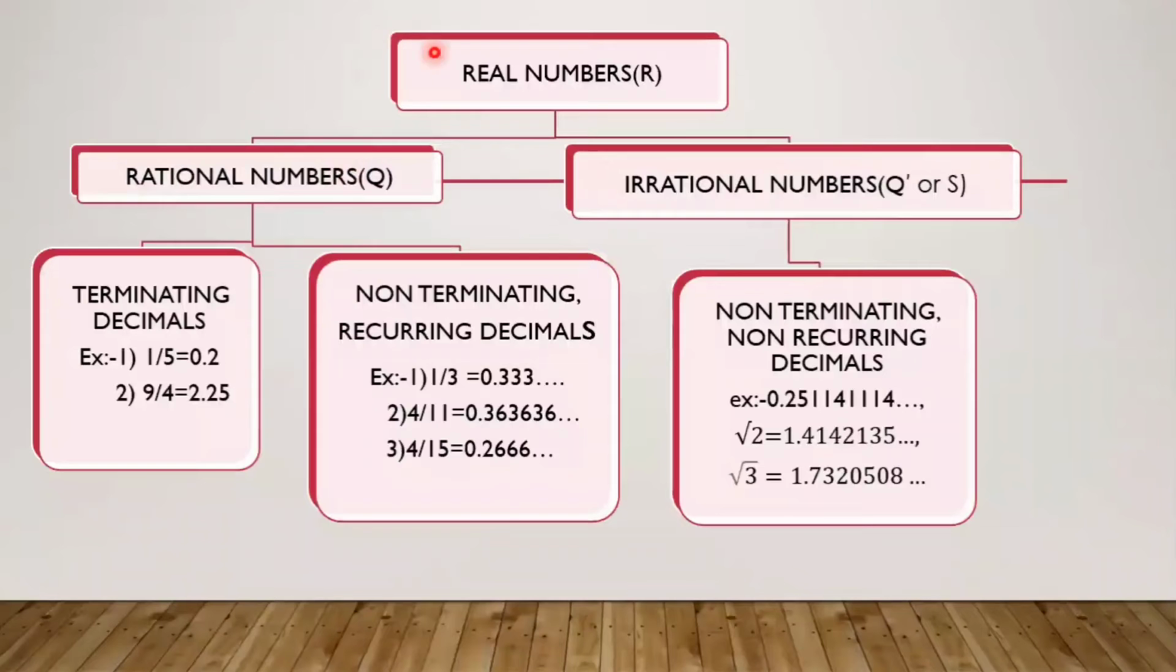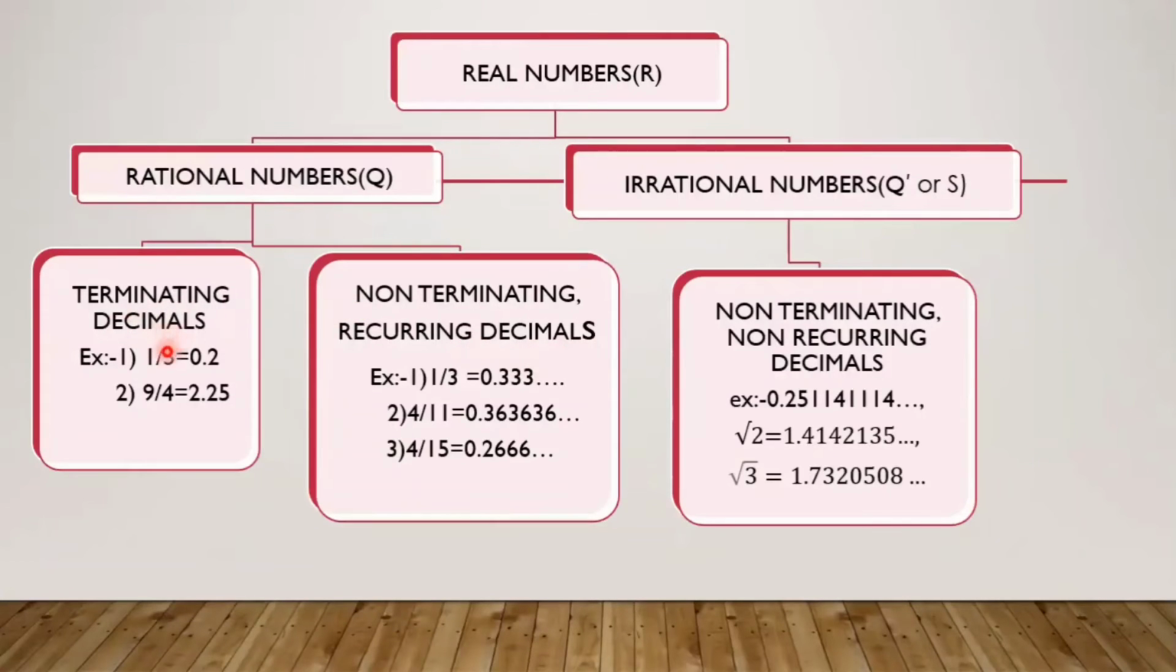The set of real numbers is denoted by the letter R, the set of rational numbers is denoted by the letter Q, and the set of irrational numbers is denoted by Q dash or S. So what are the decimal expansions of the rational numbers and irrational numbers? The decimal expansions of rational numbers are either terminating decimals or non-terminating recurring decimals.